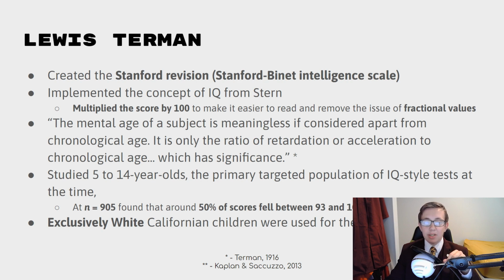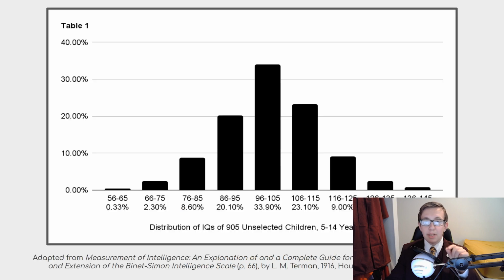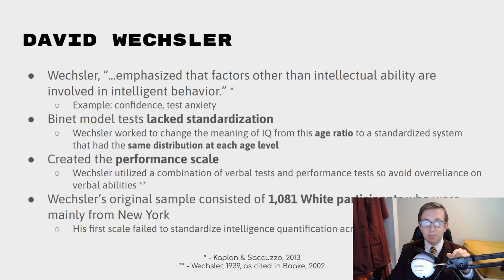Another important thing to note is that he exclusively used white Californian children in his sample, and we're going to get to why that's important in a bit. But here's what his graph says. You can see a normal curve almost start to develop, and it's not perfect within one standard deviation, which we would consider as 15 now, but you also have to consider that at the time standard deviations weren't standardized across entire populations. One of the issues I'm going to talk about is this lack of standardization, which I'm actually going to talk about now.